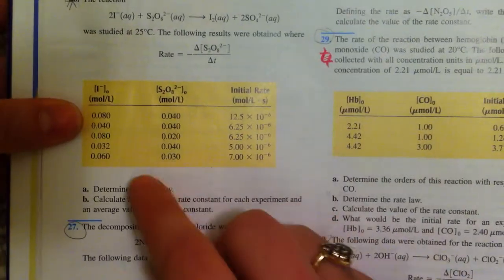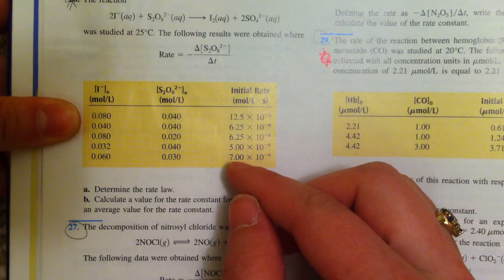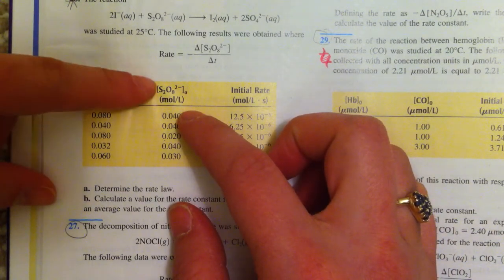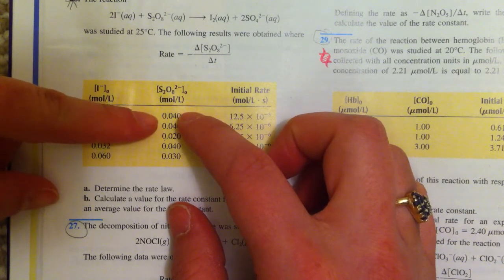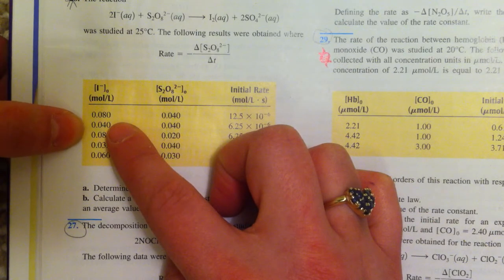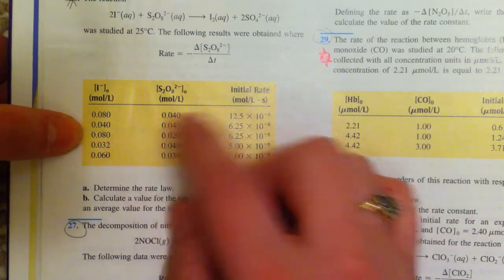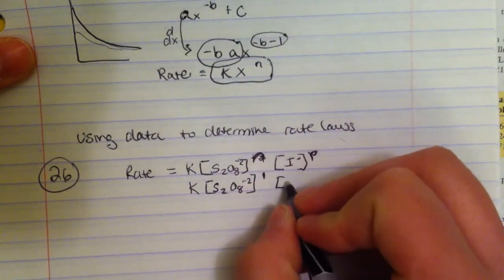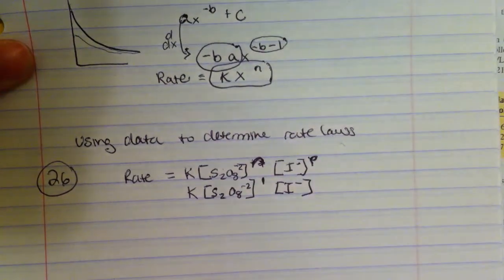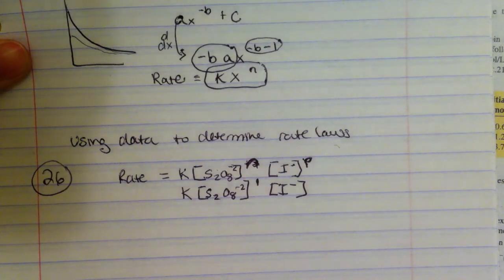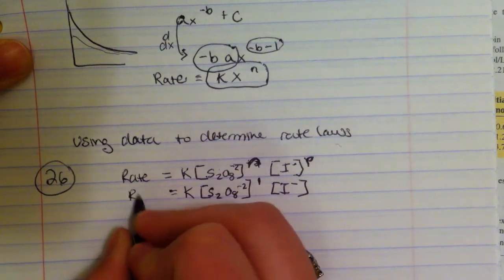Now, if I look at the I data, we need trials where the other concentration is the same. So I see 0.04 to 0.04, and I see 0.08 to 0.04. So when it was cut in half here, the rate was also cut in half. So this reaction is also first order with respect to I. Okay, so that would be the general equation of the rate law for this reaction.